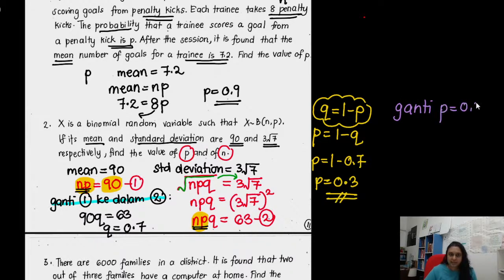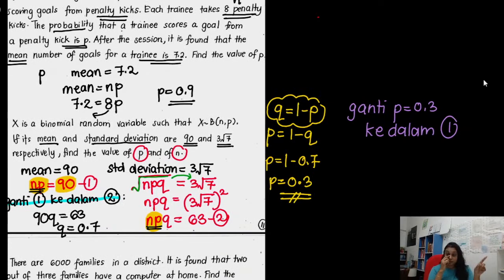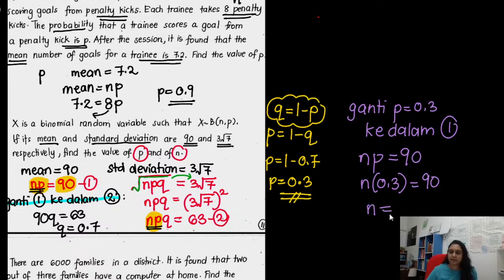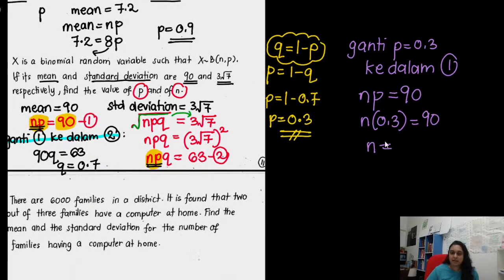Ganti the P ke dalam persamaan 1. You ganti, you substitute into the first equation. So the first equation is like this, isn't it? So the P you write 0.3. Then you get the N. 90 divided 0.3, teacher is getting 300. So here our N is 300. Okay? Okay, so now this is how we selesaikan.